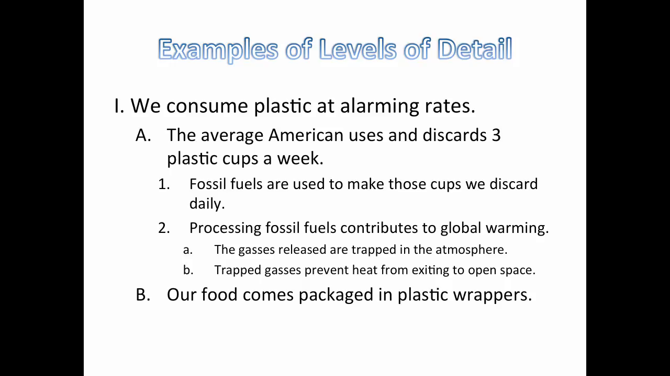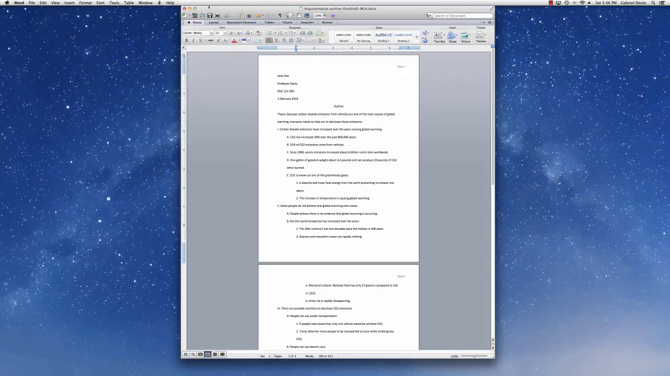It is important to note that if you add A, you must add B at least. And if you add 1, you must at least add 2. You can't just have 1, you need to have 2 of each. With this in mind, we're going to go to the final draft of an outline, formatted in MLA style.